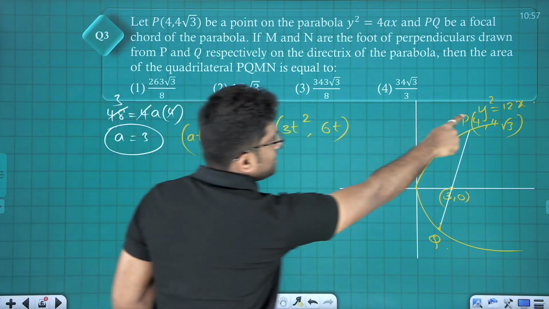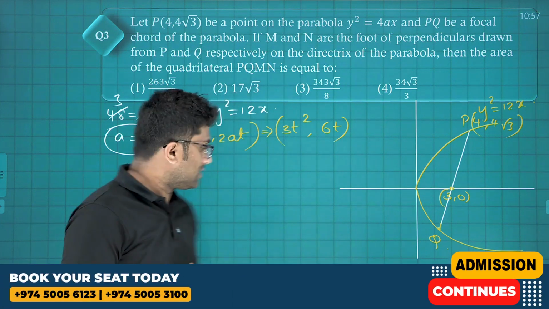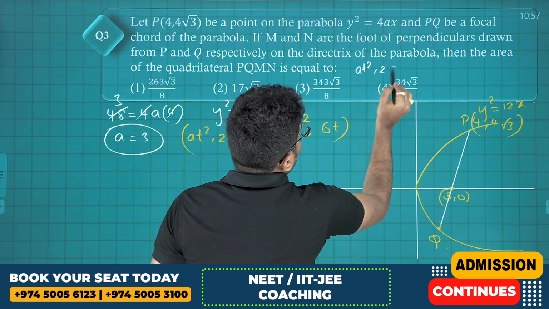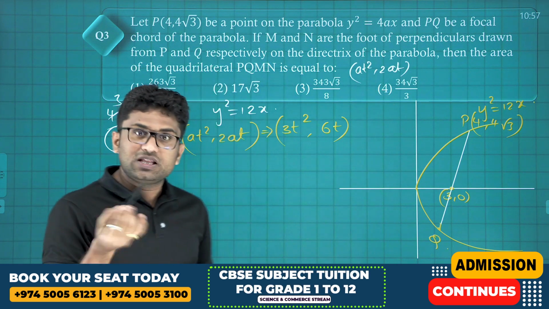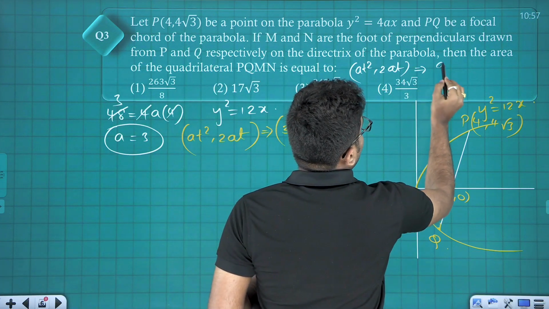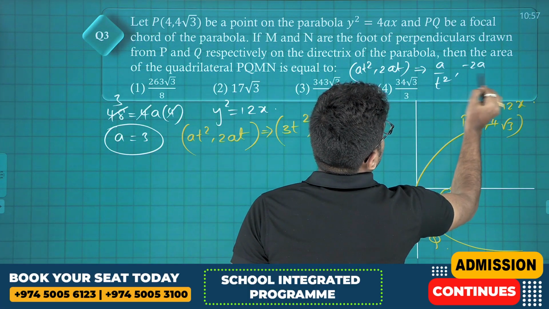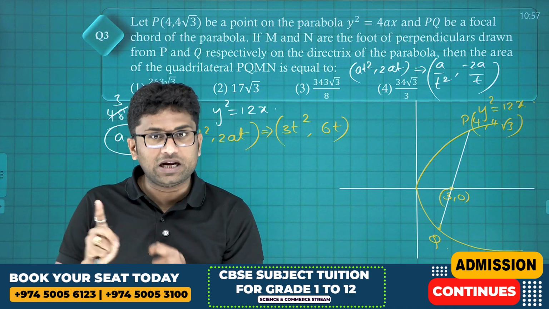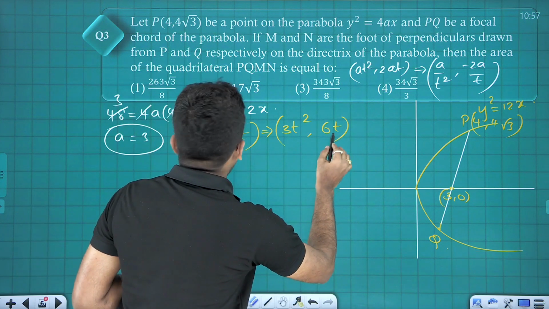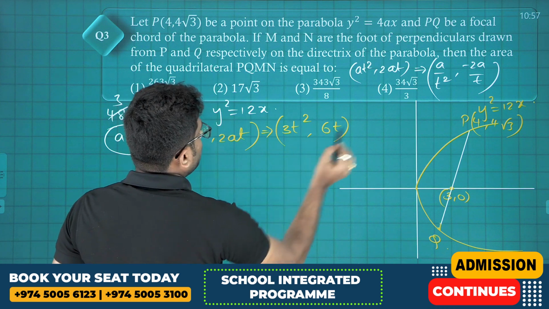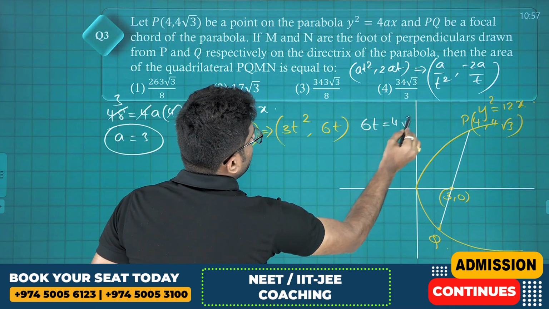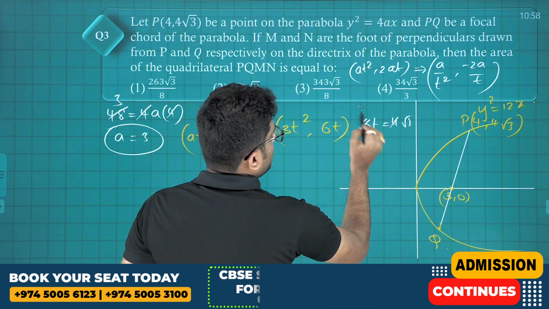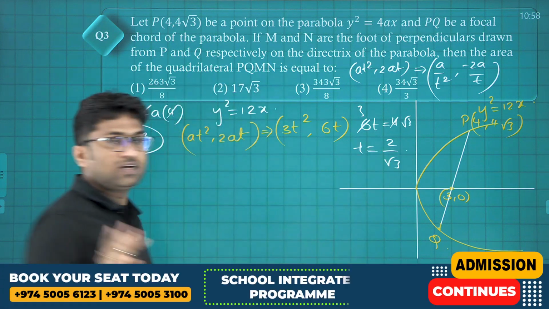Now as one point is given, let's find t. Why? Because of the ends of a focal chord. See, if at square, 2at is one end of the focal chord, then the other end will be a by t square, minus 2a by t. So if you know one end of the focal chord, then you can get the other end clearly. For that, first find t. How do we get t? Equate 6t is equals to 4 root 3. If we equate 6t is equals to 4 root 3, t is equals to 2 by root 3. So t is equals to 2 by root 3.